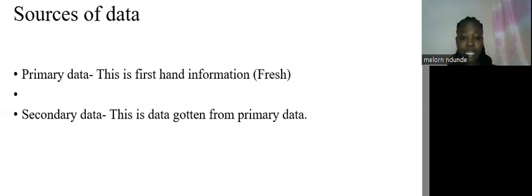Primary data is first-hand information, whereby this information is so fresh. Then we also have the secondary data, which is the data gotten from the primary data.